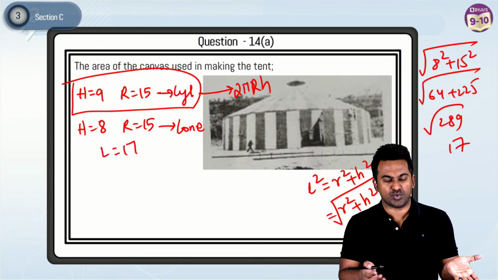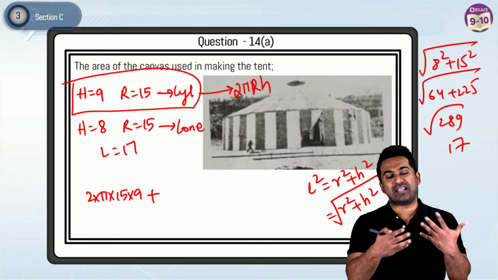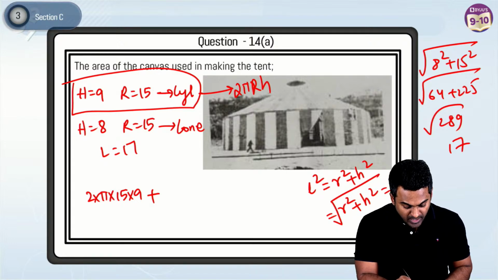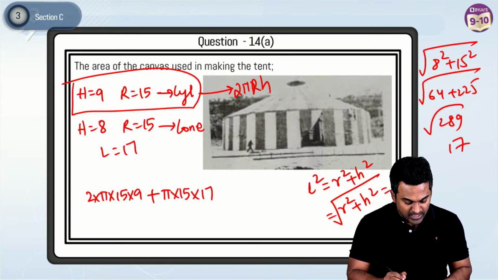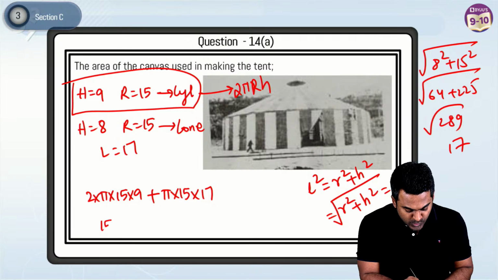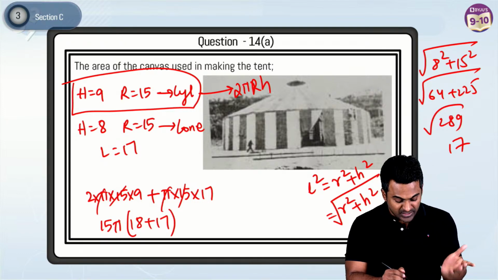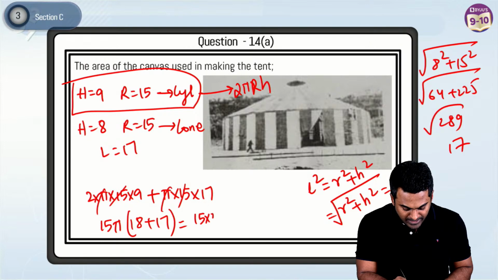So simple substitution now, 2 pi RH. So 2 times pi times 15 times 9 plus the lateral surface area of the cone, which is pi RL. So pi multiplied with 15 multiplied with 17. Pi multiplied with 15, I will take that out as common. So 15 pi, I'm taking that as common. So 2 times 9, 18 plus 17. 18 plus 17 should be how much? 35.